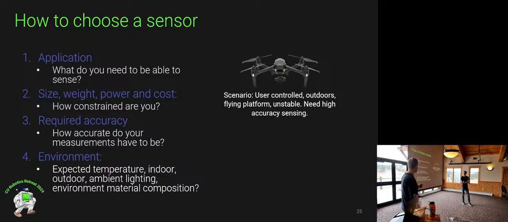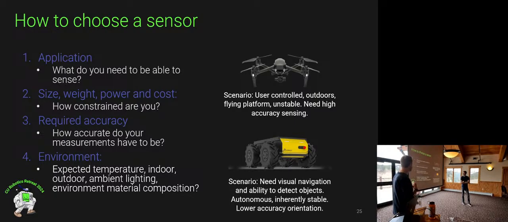So for example, a quadcopter is generally, we'll say, user controlled for some systems that are not autonomous. It's going to be outdoors, so you don't know exactly what the environment is going to be. It's unstable, and you're generally going to need really high accuracy sensing because you need to be controlled and stable.